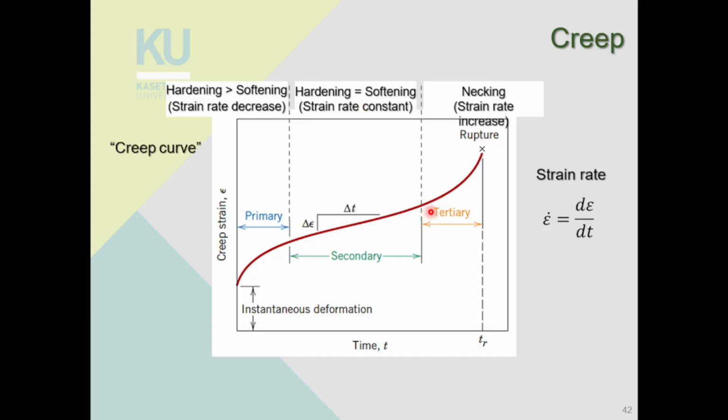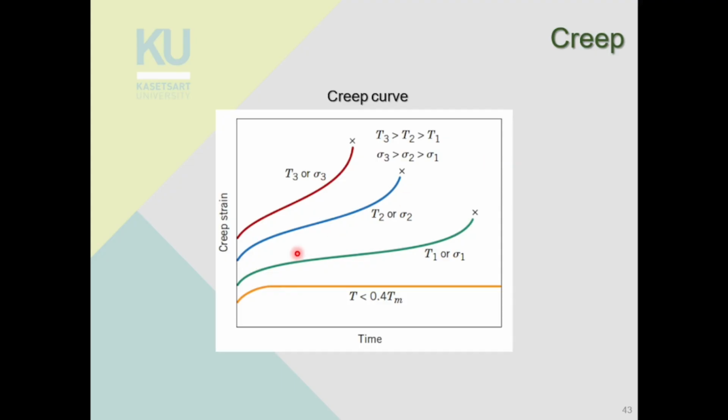And then you start to get necking, and you get tertiary creep when the strain rate increases really quickly until rupture. Okay, and as you increase the temperature or increase the applied stress, you can see that the creep curve shifts from the green line to the blue line to the red line. Okay, that means the creep rate will be faster, and also the fracture will happen faster.